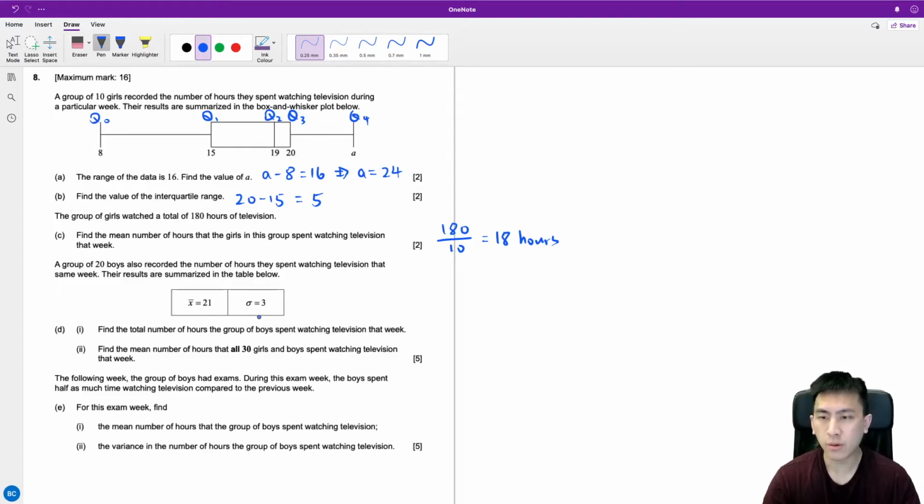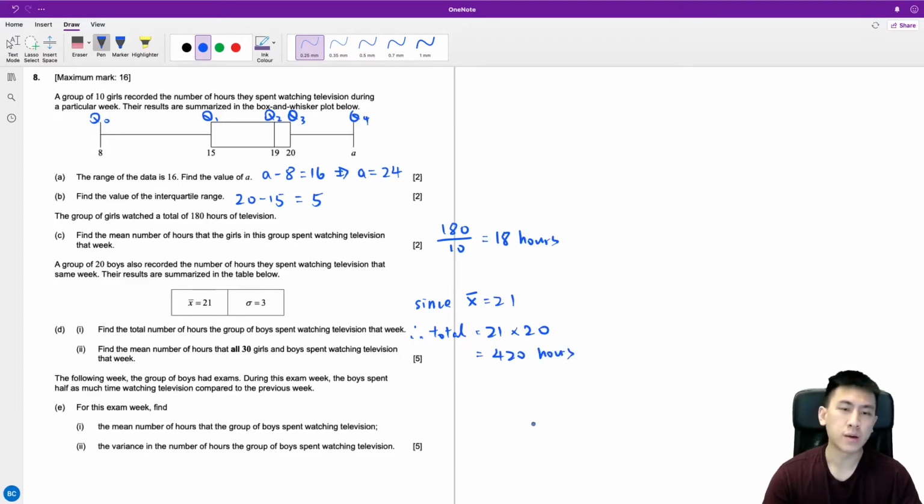Find the total number of hours the group of boys spend watching television that week. Now, if you know that the mean, let me just write it here, since the mean X bar, I can write mu as well, is 21. Therefore the total is simply 21 multiplied by how many boys? 20, right? That will give you 420 hours. Yeah, so that will be it.